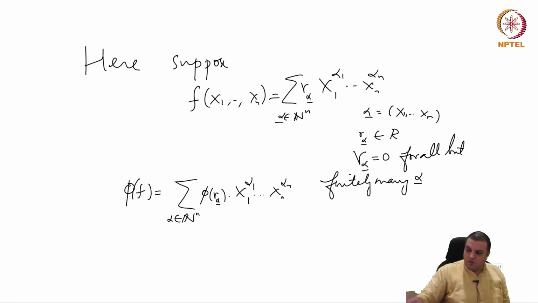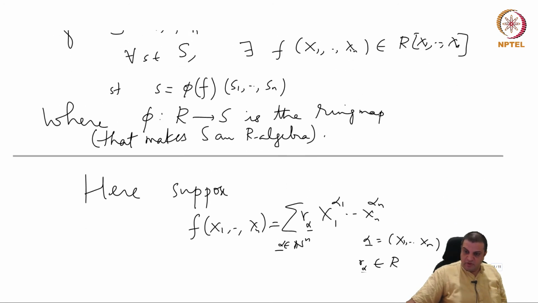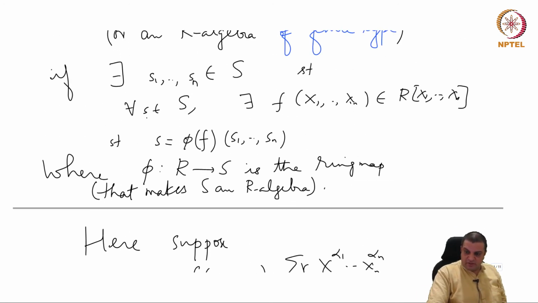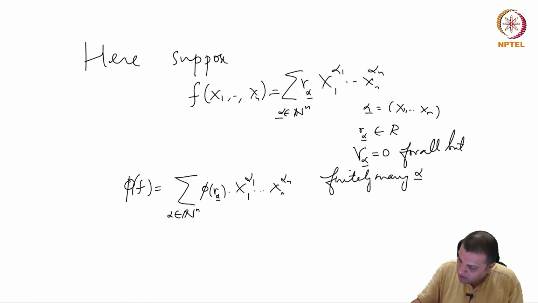So let's go back here. What we are saying is, for any element of S, there is a polynomial which, if you evaluate on these s1 through sn, will give s. But to make sense of it, this must be a polynomial not with coefficients inside R, but coefficients inside S, and this is how it is made sense of: the coefficients themselves are just substituted through phi. So this is what we mean by a finitely generated algebra.